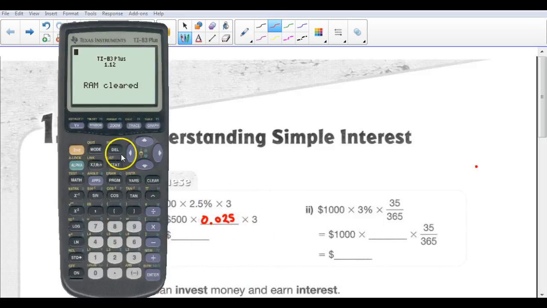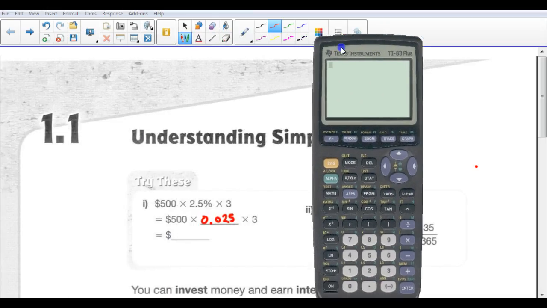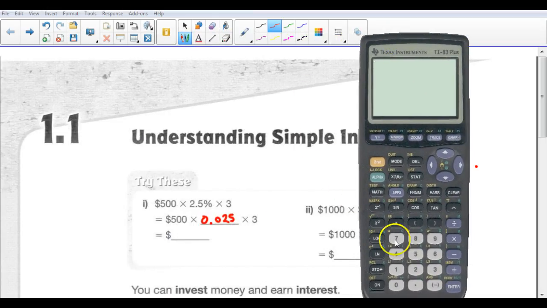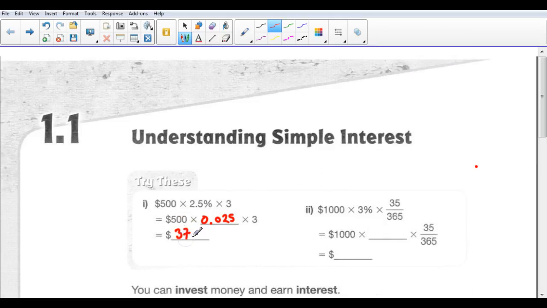We'll take our calculator here and move it out of the way, and we'll punch the numbers in. 500 times 0.025 times 3 equals, and we get 37.5. Okay, here on number 2 we have 1,000 times 3% times 35 over 365.